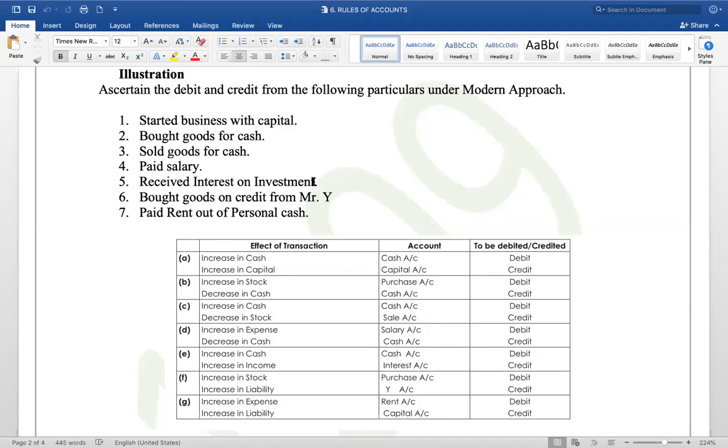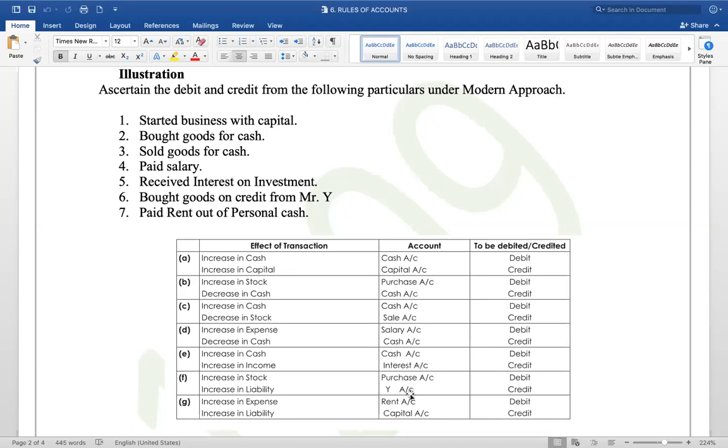Received interest on investment. Interest is income, therefore credited. Cash is an asset. Debit what comes in. It is increasing, debited. Next, bought goods on credit from Y.